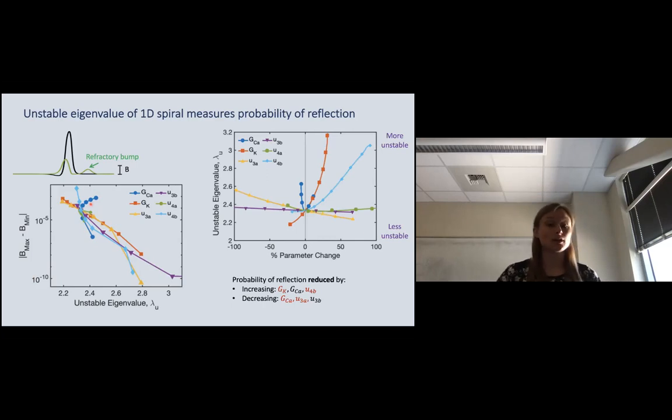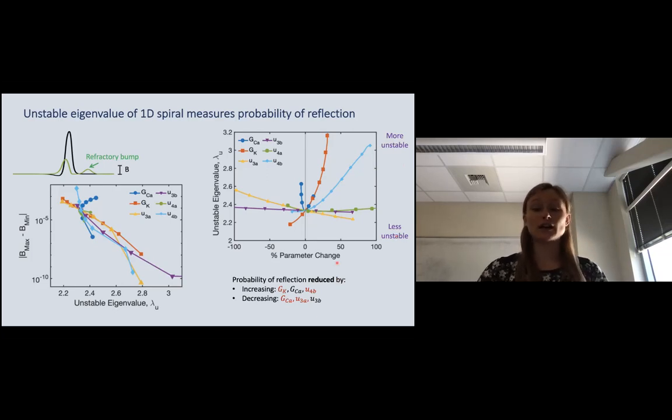So what we can do again is use our continuation methods with this eigenvalue problem in order to see how that unstable eigenvalue changes as we change different system parameters. And again, I'm showing this as a percent of our parameter change so that we get a sense of how sensitive the system is to these parameters. The values at the top represent the system being more unstable and the bottom less unstable. So we want our system to be more unstable so that you have to approach the periodic orbit closer in order to generate a reflection.